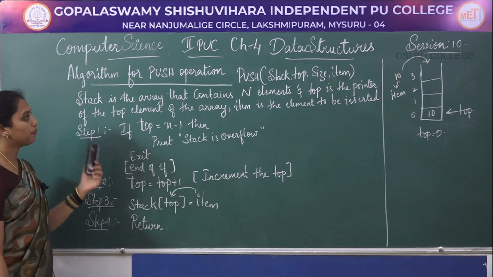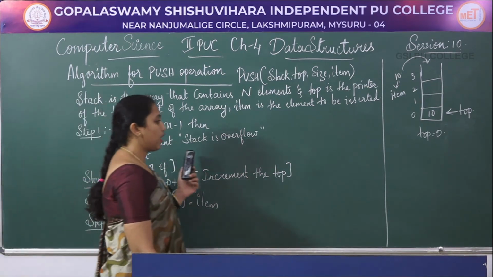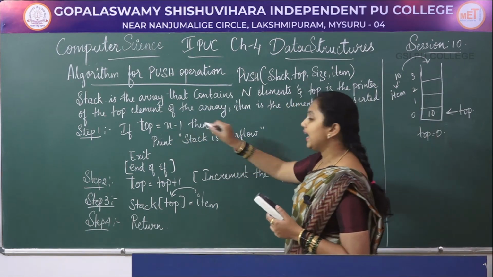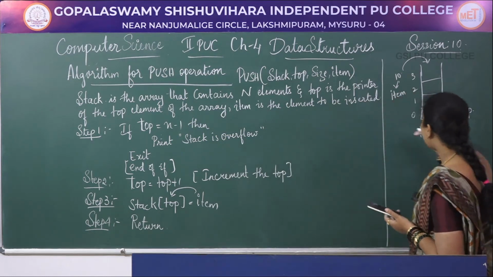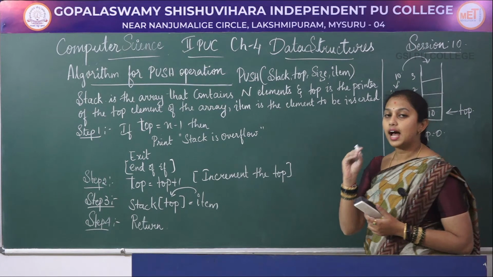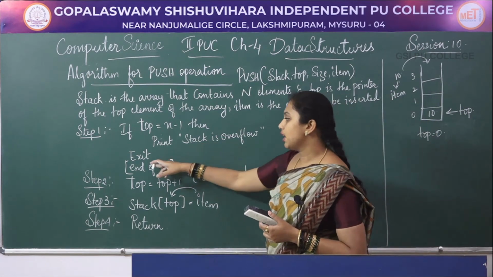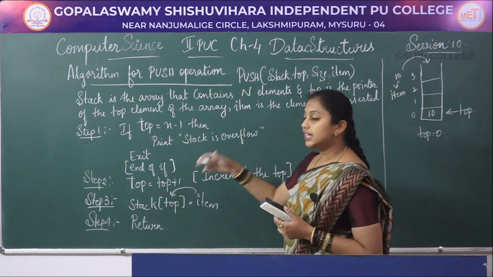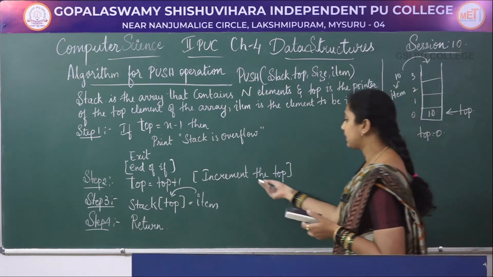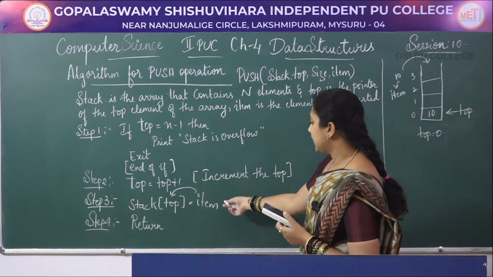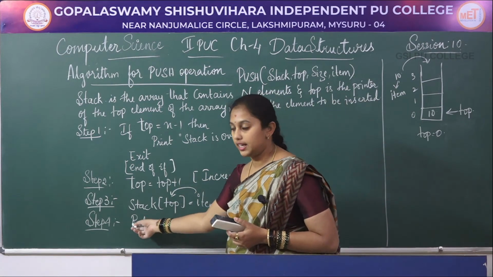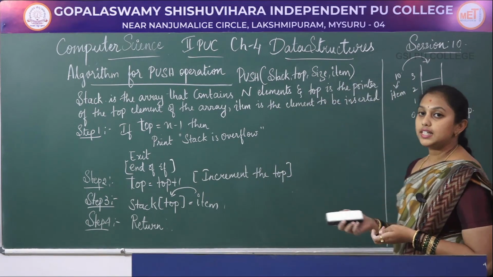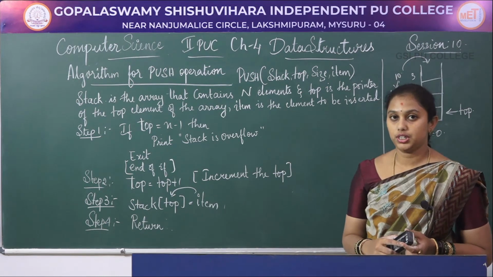So while performing push operation, what do we have to do? First we have to check for overflow condition. If top is equal to n minus 1, that is, if the stack is full, we cannot insert an item into the stack. So in that case we are exiting. If this condition is false, then we can insert an item into the stack by incrementing the top. So we are inserting an item to the top of the stack and we are returning from the stack. Next, let's see how to perform pop operation.